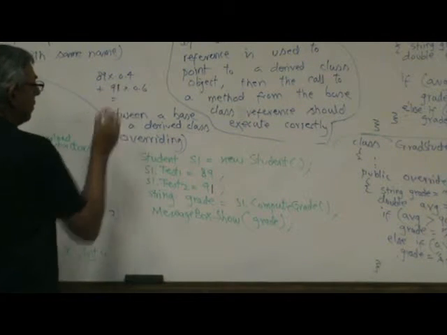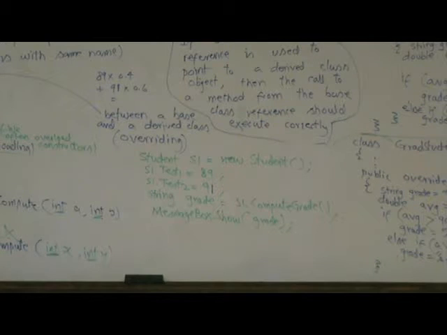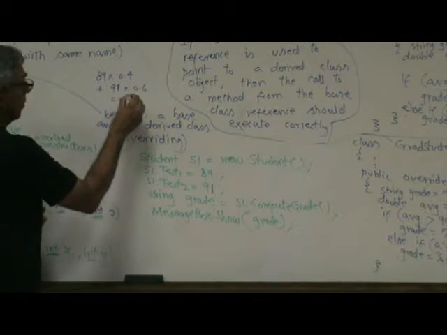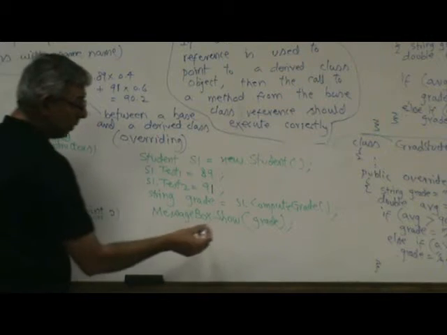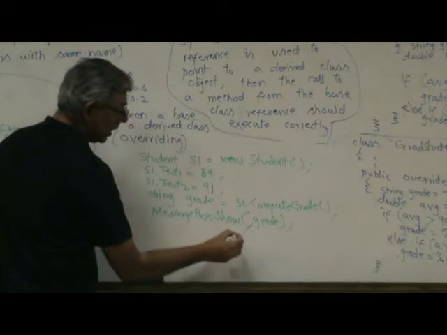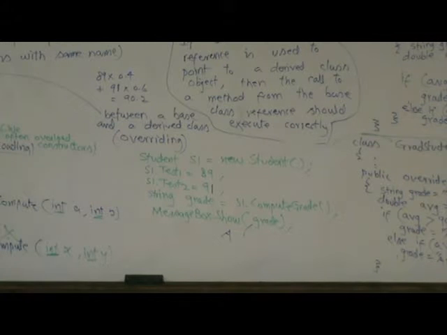Now what will it come out to be? It should come out to be more than 90, is that right? 90.2, right? So obviously, what grade will be computed over here? A, right? Okay, so now let's go to the grad student. So let's allocate an object of the grad student.